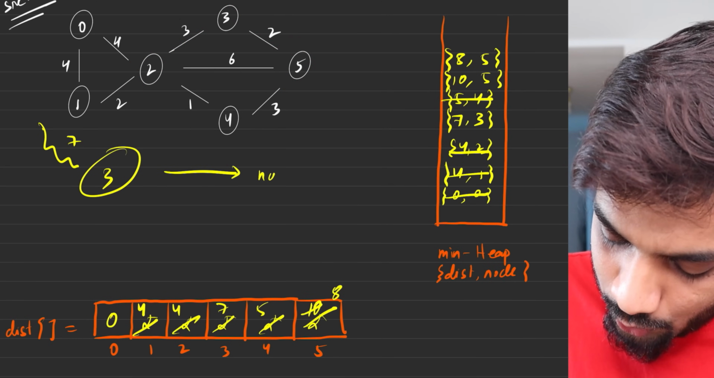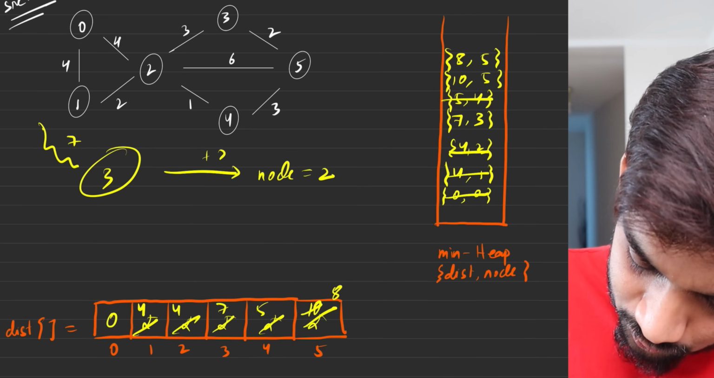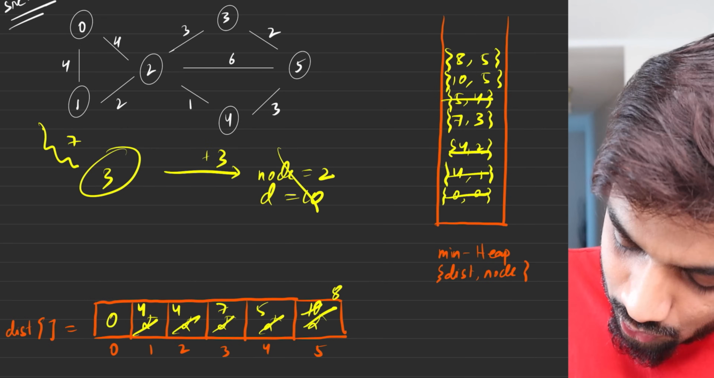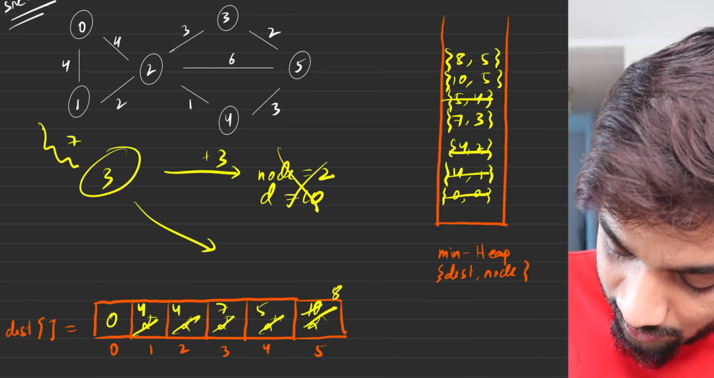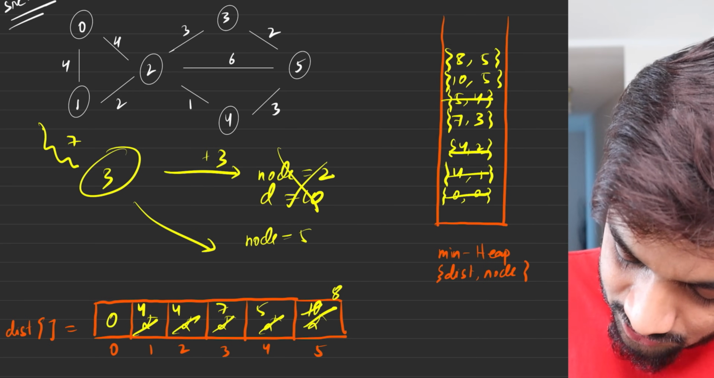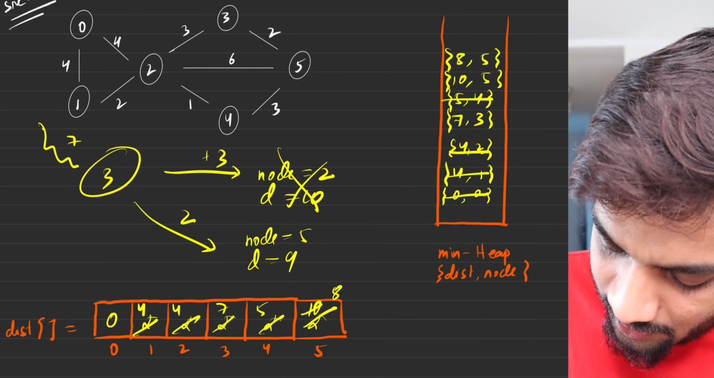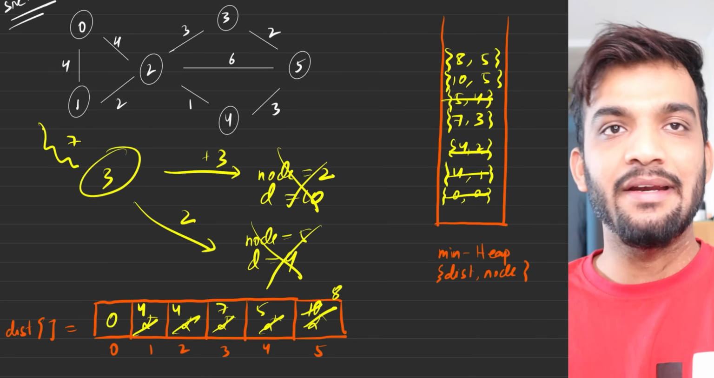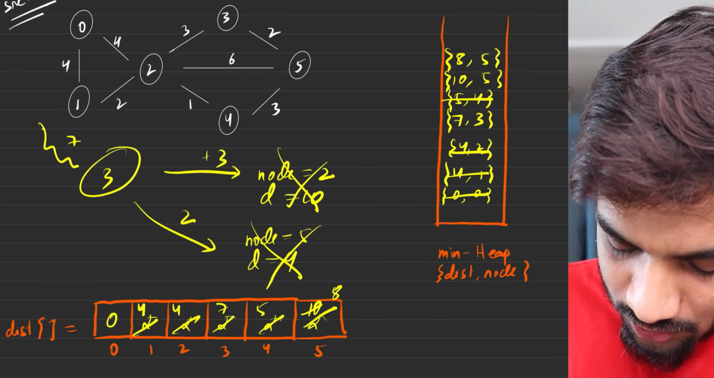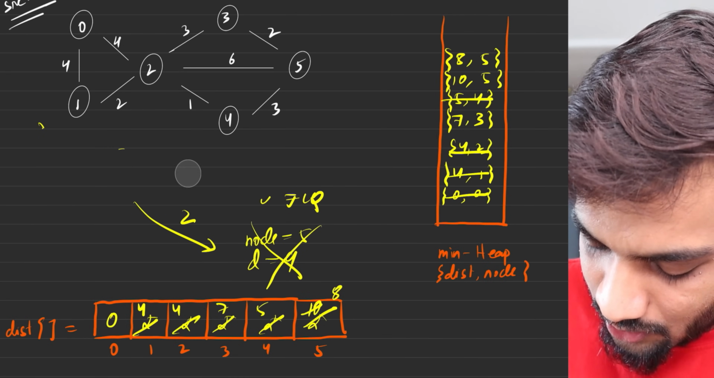So it will try to go to node 2. Take a distance of 3. Make a total distance of 10, which will not to be considered. It can go to 5 by taking a distance of 2, which will make the total distance of 9, not to be considered because we have 8. We have 8. Got it? So no new results. Omit this.